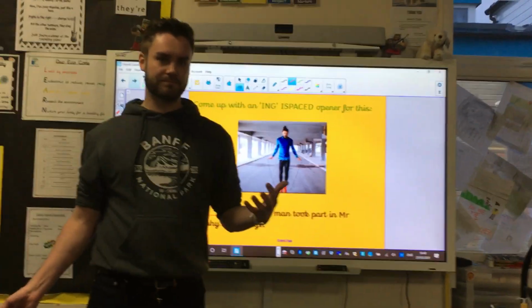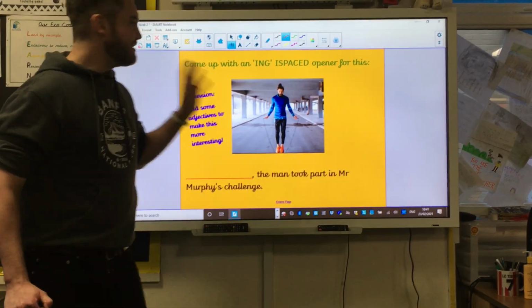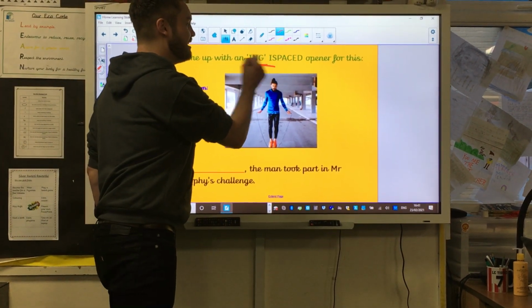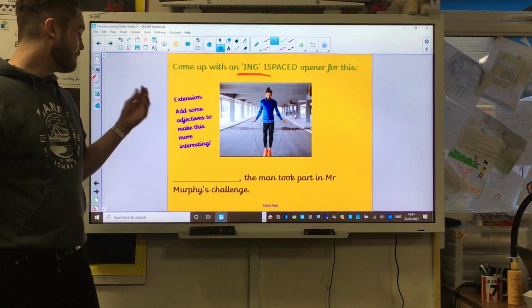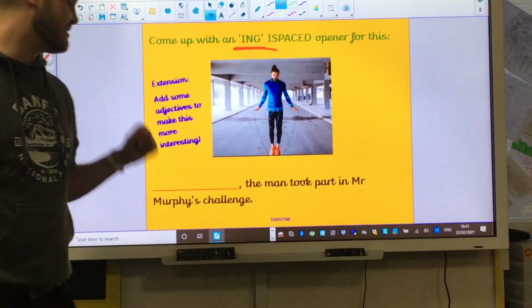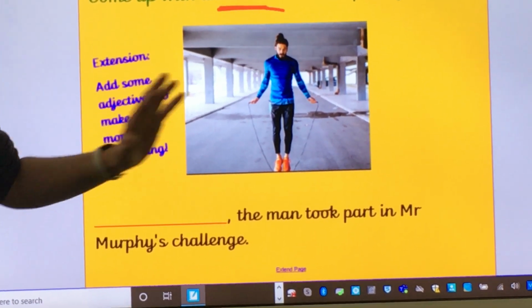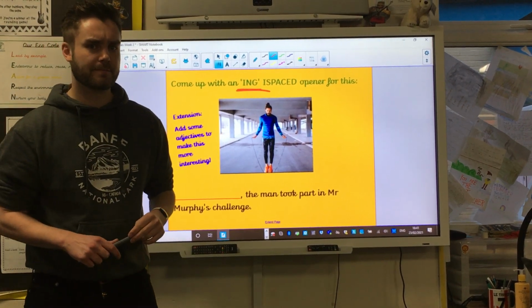Let's try another one. Here's a man wearing blue. Isn't he a cool guy? So, once again, I want an I-space opener. This time, I want an ing I-space opener. Think about what the man's doing potentially. Blank, the man took part in Mr. Murphy's challenge. What word could go in there? Again, as an extension, try and add some adjectives in there. Pause the video, come back to me shortly.